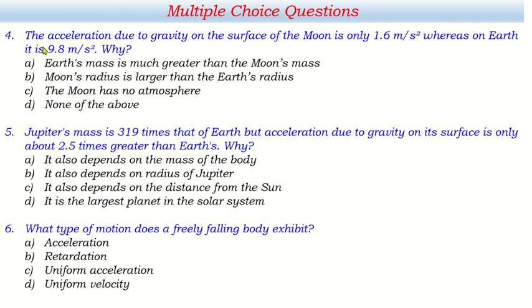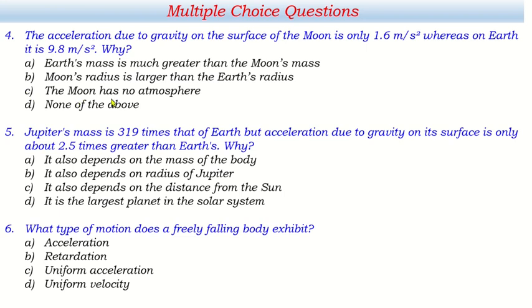Okay, let's have question number 4. The acceleration due to gravity on the surface of the moon is only this 1.6. It is very less in comparison with the earth, 9.8. What is the reason? Earth's mass is much greater than the moon's mass. Moon's radius is larger than the Earth's radius. This option is wrong. The moon's radius is less than the Earth's radius. That's why B, we can say directly, this is wrong.